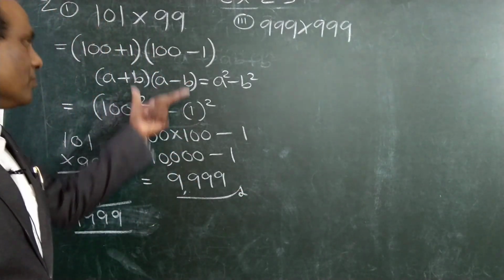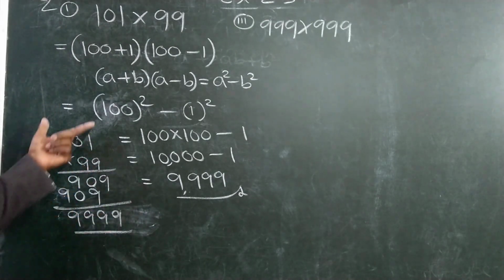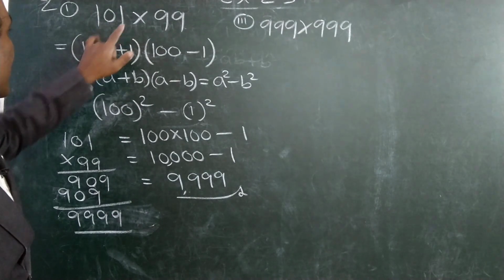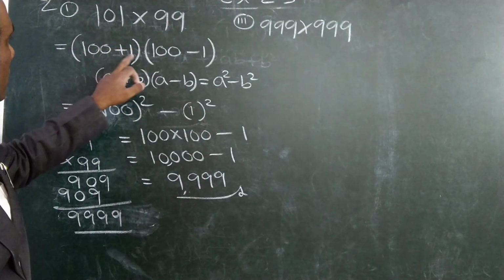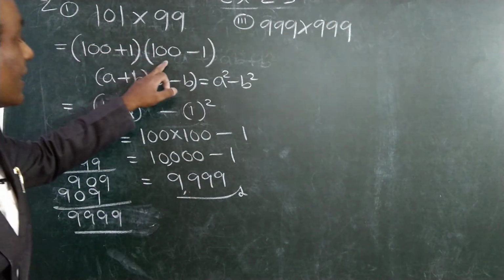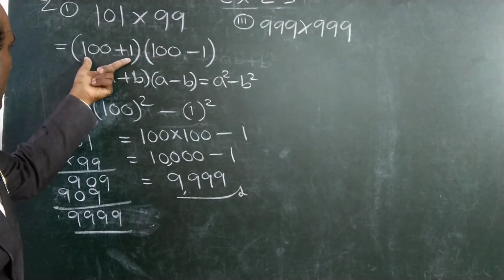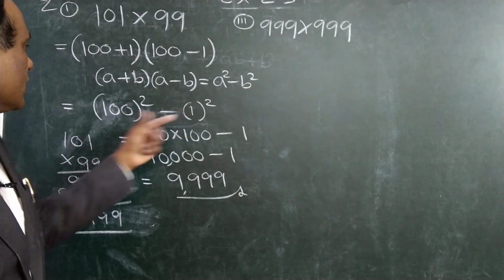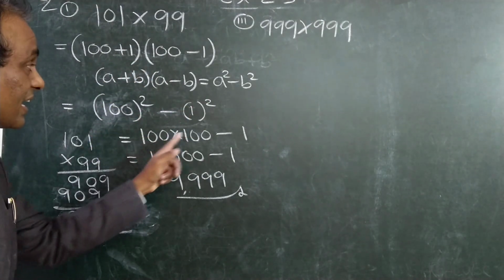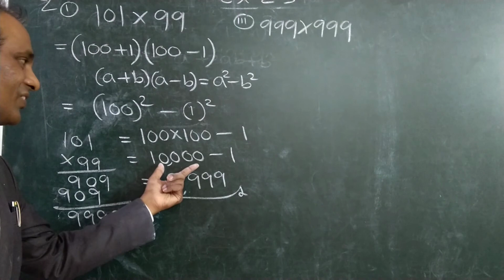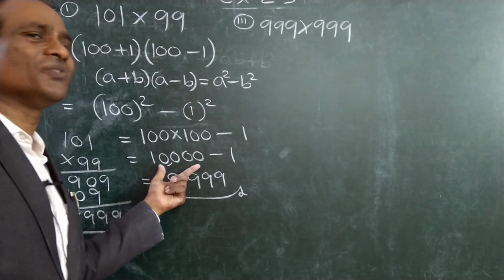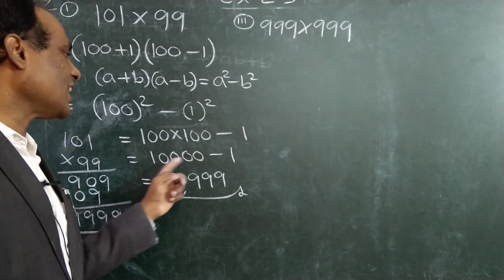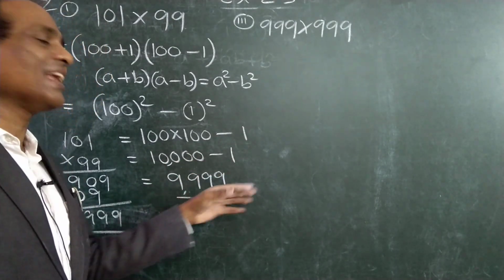See, actually this is the simpler method than this. This is the actual multiplication, but using the identities, 101 can be written as 100 plus 1. 100 plus 1 is 101. 100 minus 1 is 99. (a plus b) into (a minus b), a square minus b square. 100 square is 100 into 100, total 4 zeros. 100 square is very simple to find. 2 zeros, total 4 zeros. 1 square is 1 only. 10,000 minus 1, 9,999.